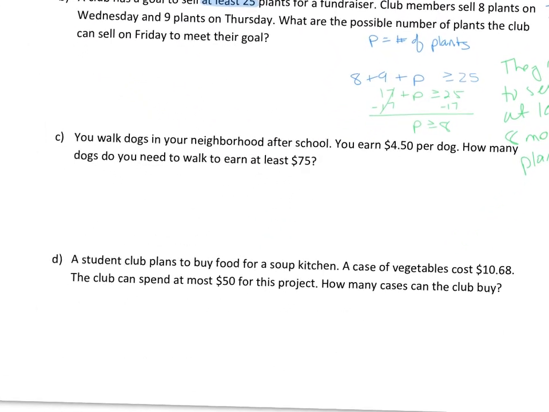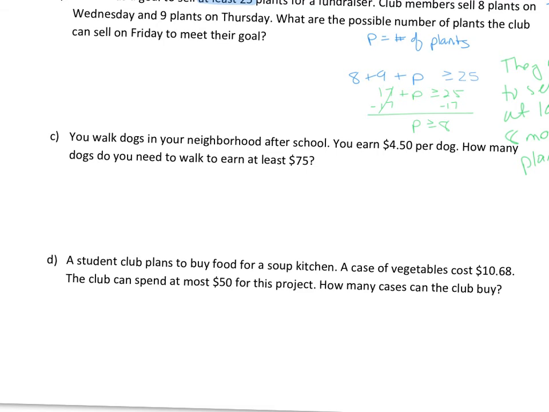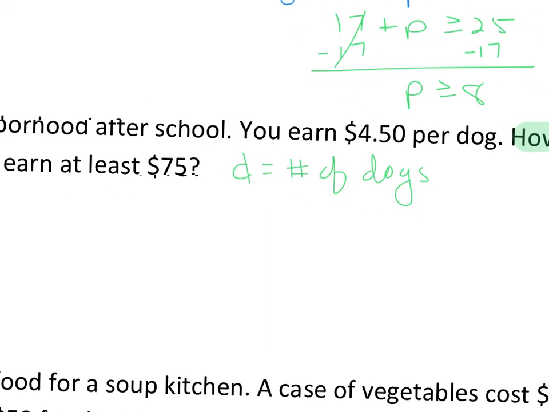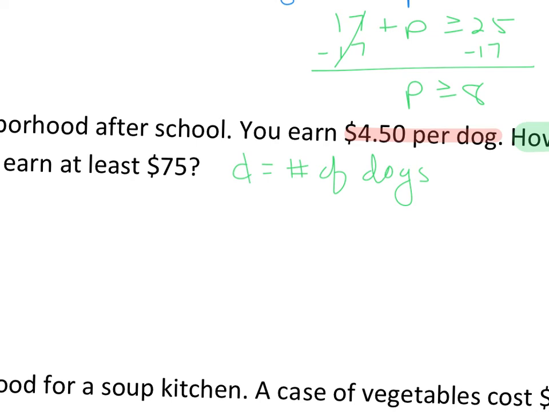All right. You walk dogs in your neighborhood after school, you earn $4.50 per dog. How many dogs do you need to walk to earn at least $75? All right, so first off, again, what are we trying to find? We're trying to find how many dogs we need to walk. So I'm going to put D, number of dogs. Okay, now it says here $4.50 per dog. All right, so $4.50 per dog. Per means to multiply. So I've got $4.50 a dog.